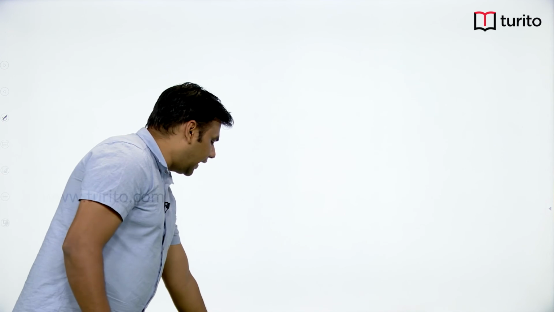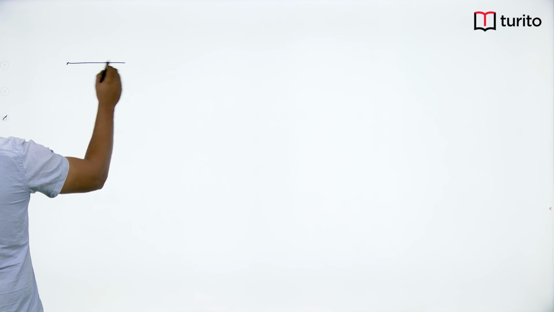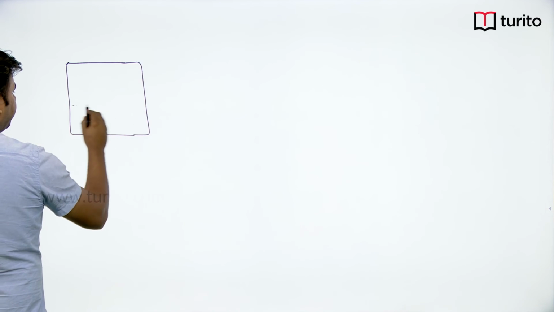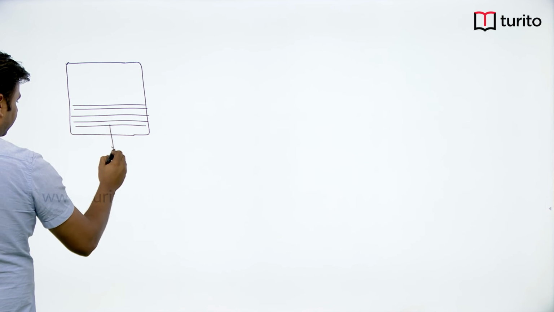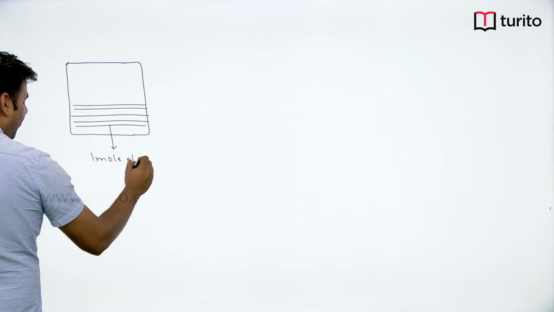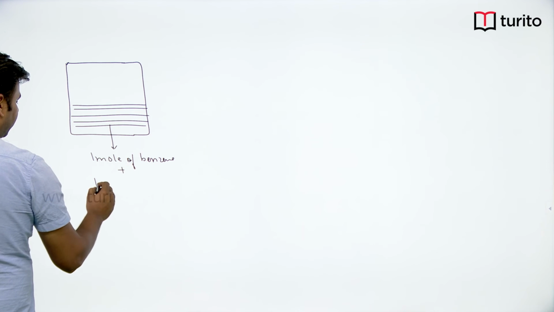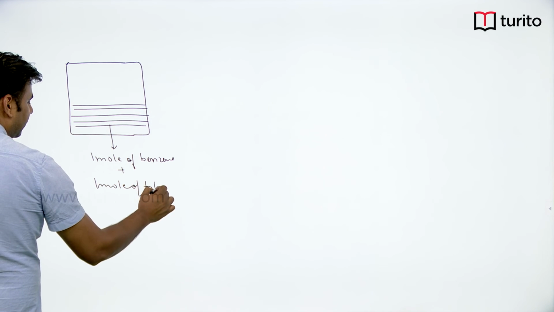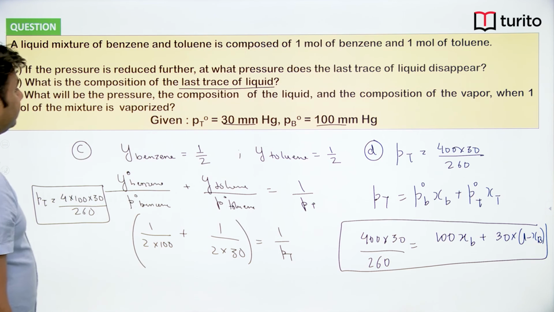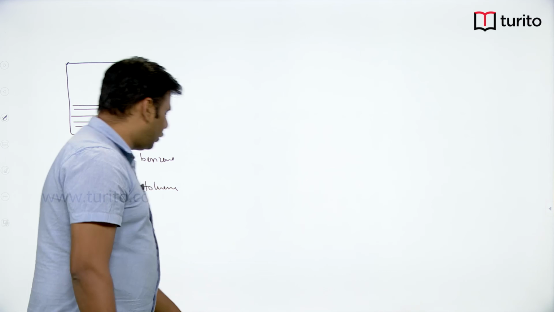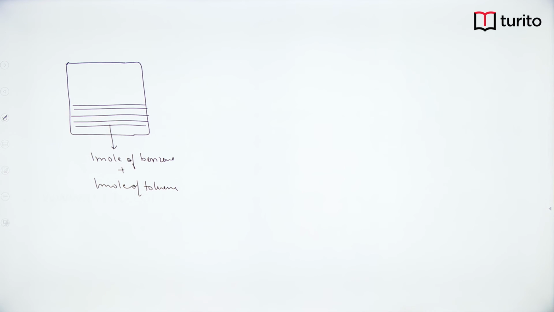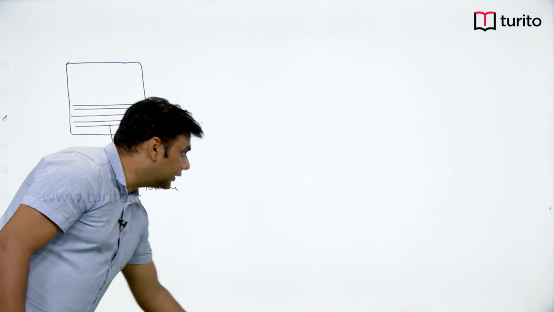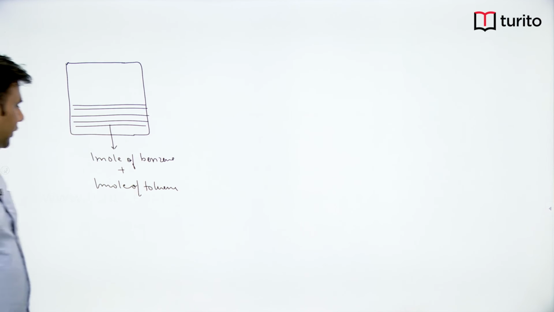Okay. So now we knew that we had 1 mole of benzene. We are solving the last part of this question. So we are having 1 mole of benzene and 1 mole of toluene. Okay. So this is saying that what will be the pressure, the composition of the liquid and the composition of the vapor when 1 mole of the mixture is vaporized. So total moles of the liquid was 2. We have vaporized half of it, so the amount of liquid left is 1 mole. That is what the question is saying. You can clearly read that when 1 mole of the mixture is vaporized, 1 mole would be left.